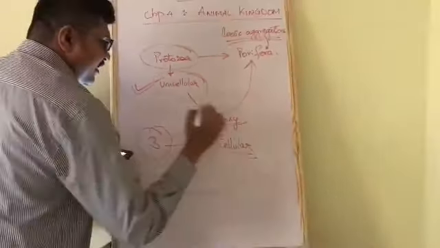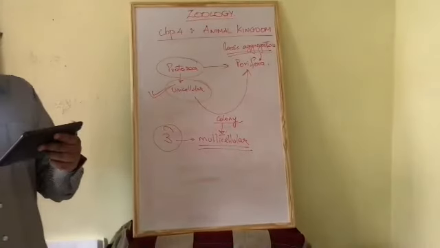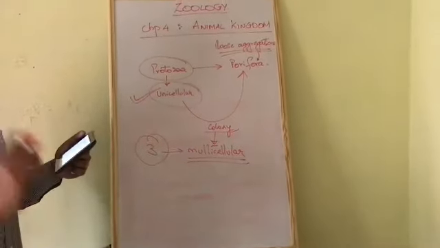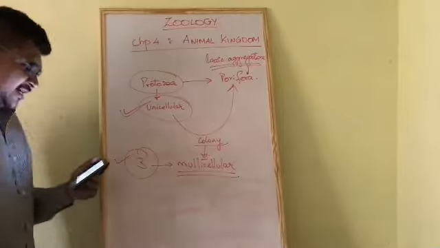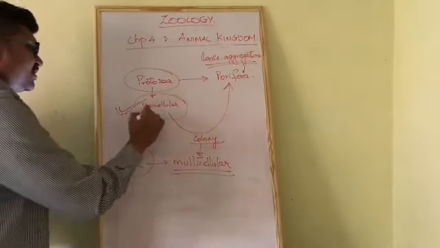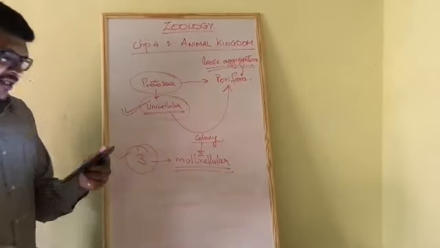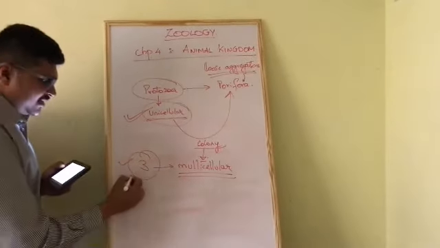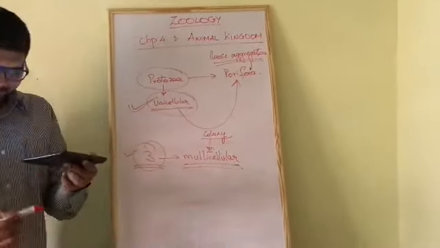And to have a colonial form, you need to have a multicellular form. So for question number 2, the third option is correct, which is Volvox, because the fourth option is again Paramecium, which is unicellular. So for the second question, the correct answer is option number 3.